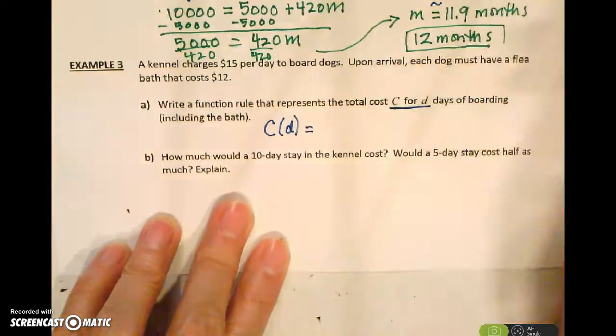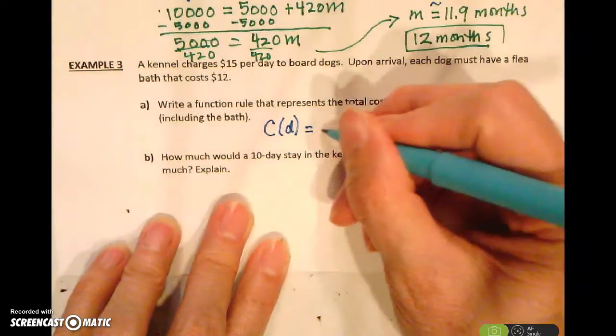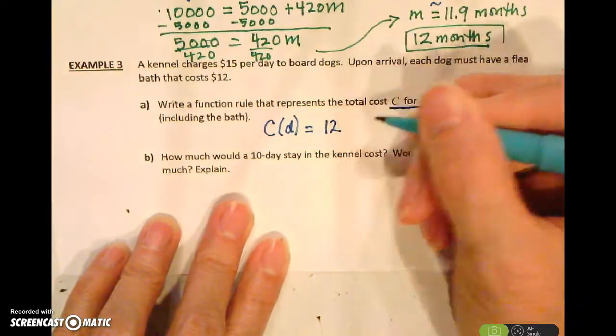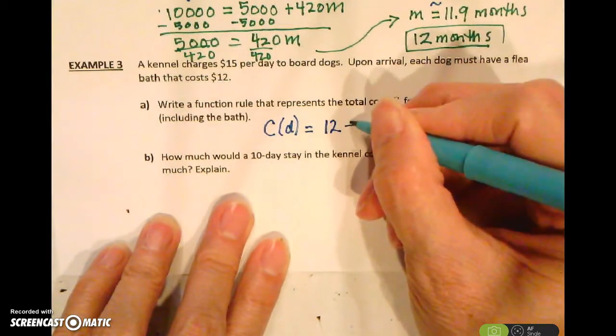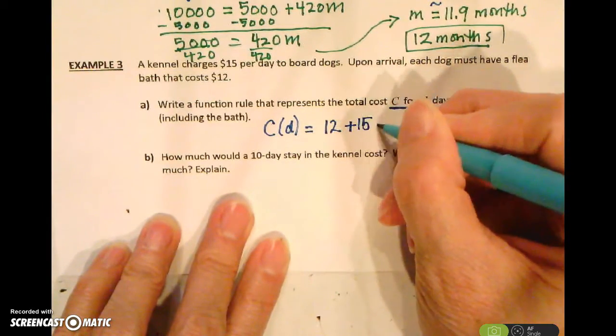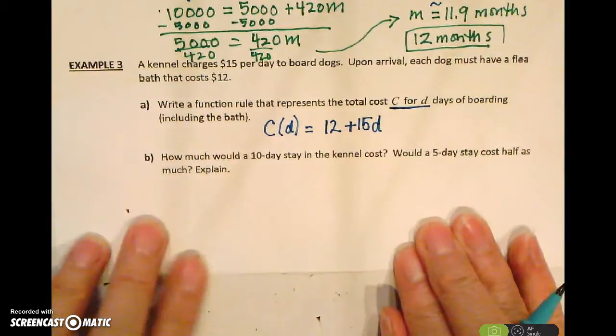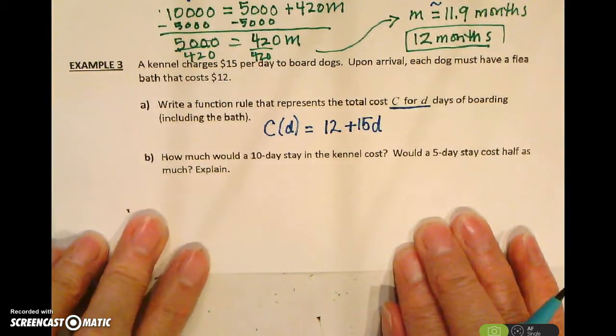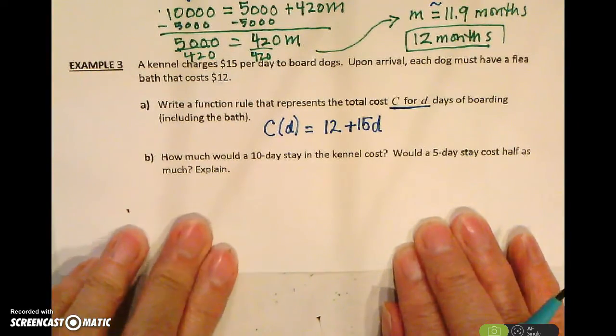And that's going to be equal to, well, they have to have a fixed cost of $12 for that bath, and then plus $15 a day, so plus 15D. And that would be my function rule. How much would a 10-day stay in the kennel cost?